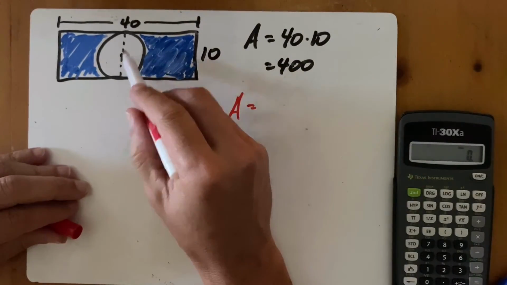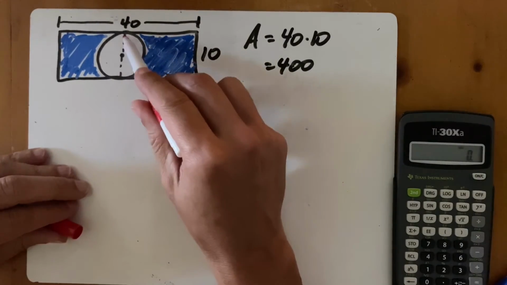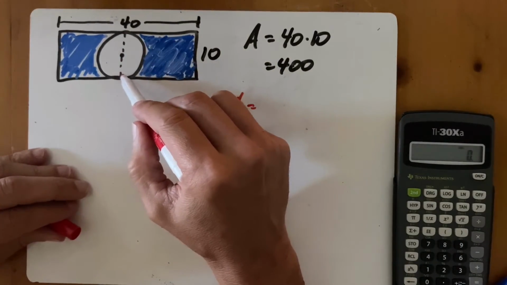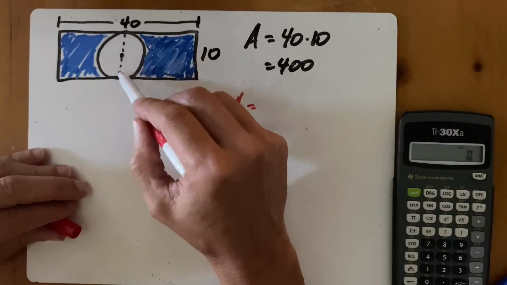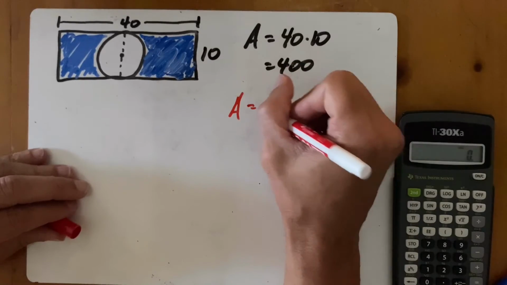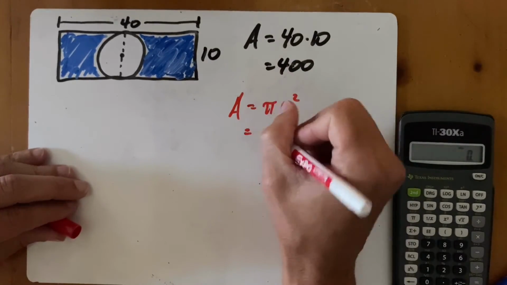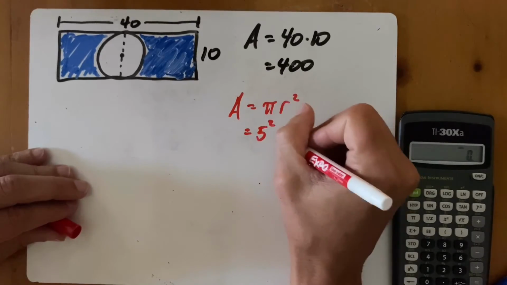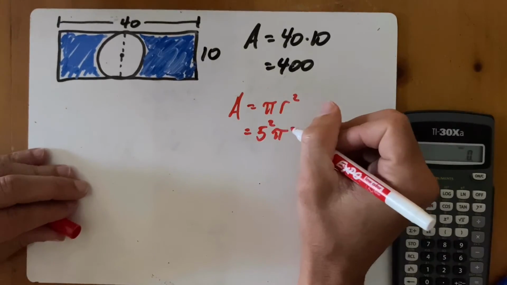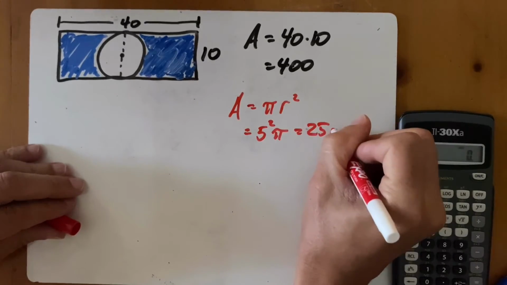Okay, so the area of the circle, they tell us this side is 10. Well, obviously the circle has a diameter which is the same as the width of this rectangle. So if the diameter is 10, that means my radius is 5. So we know area of a circle is pi r squared. All right, so that means it's going to be 5 squared times pi, or 25 pi. So there's the area of the circle.